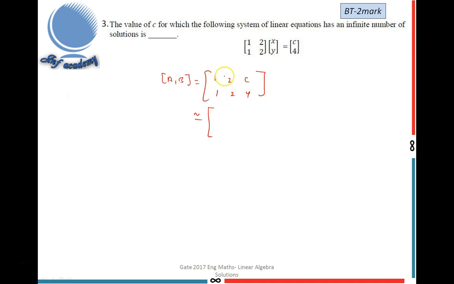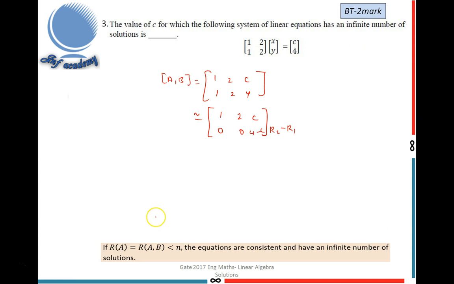So row echelon form, first element is 1 only. So I make this element into 0. First row is the same. Second row, subtracting these two, R2 minus R1: 0 0 4 minus C. Here the system has an infinite number of solutions. So I use one result, that is if R of A equal to R of A comma B, it must be less than n.